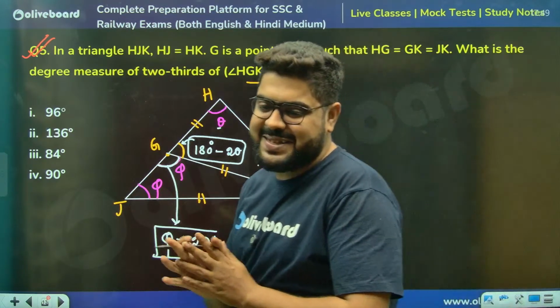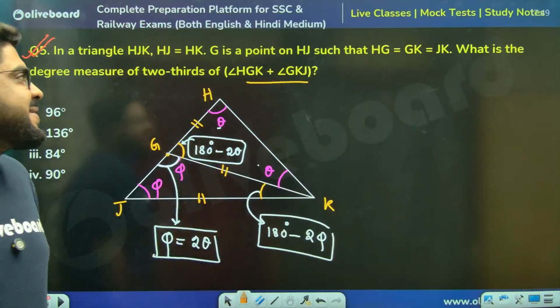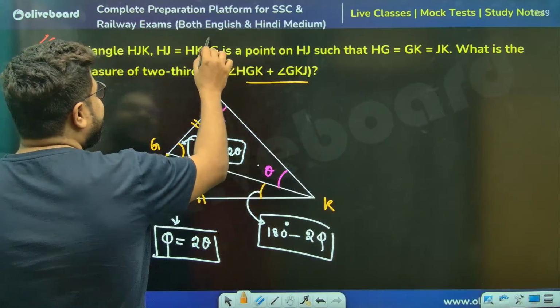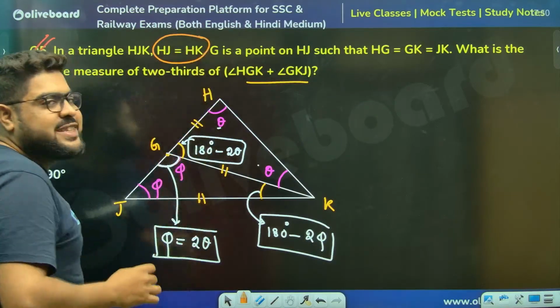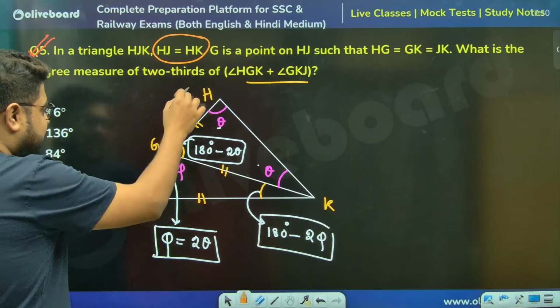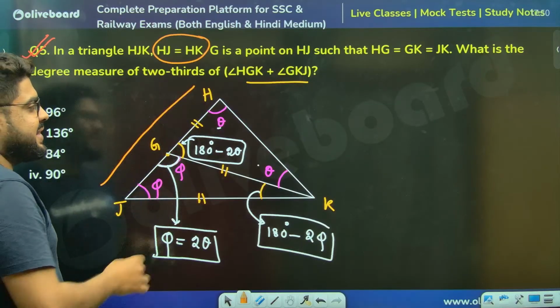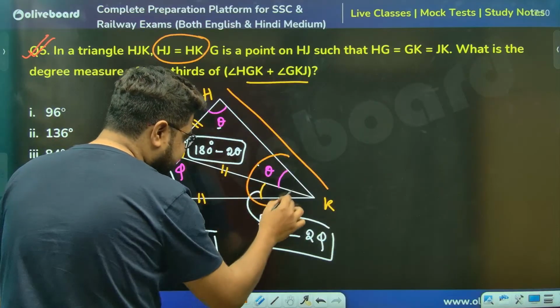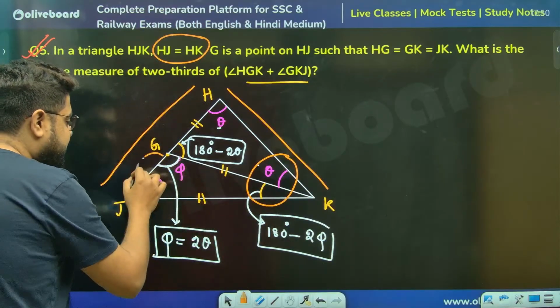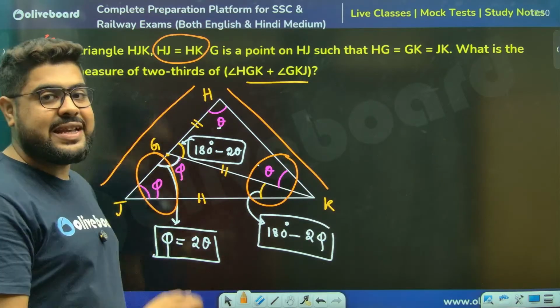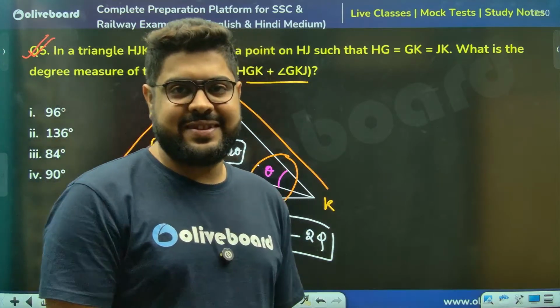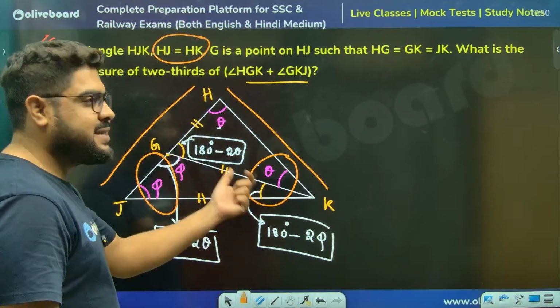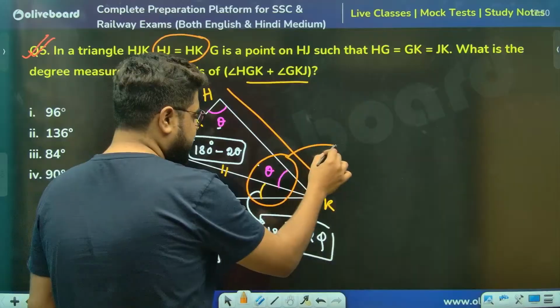Yes, yes, yes. Arghamita is correct. There is one thing: HJ is equal to HK, meaning this whole triangle is equal to this, meaning this angle is equal to this angle. That is one piece of information that we have. So please use this.